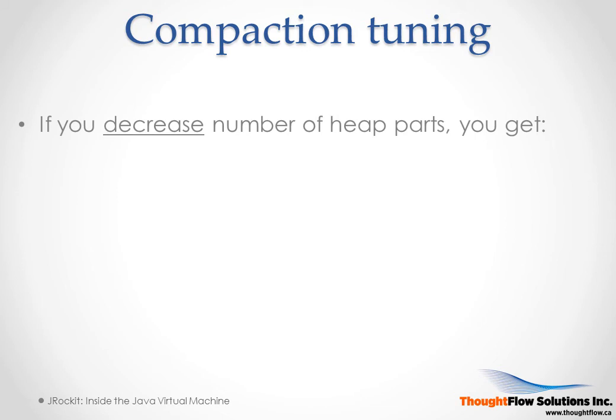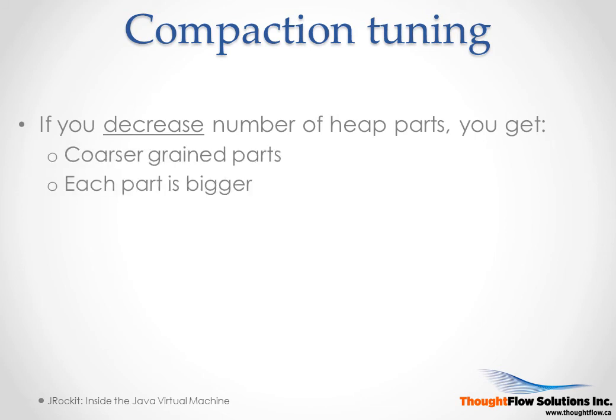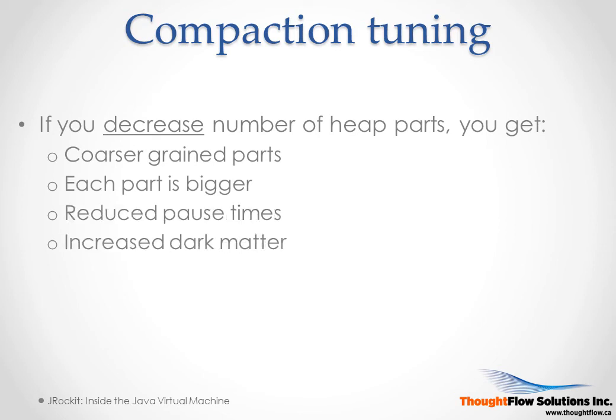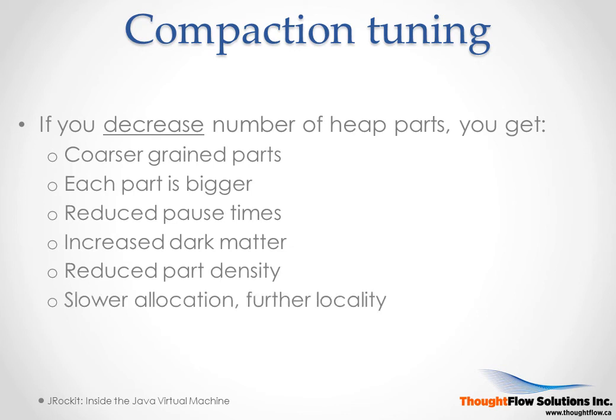Whenever you decrease the number of heap parts, you get coarser grained parts because each part is bigger. You get reduced pause times, increased dark matter, and reduced part density. So you get slower allocation because it's further locality. Needless to say, reduced pause times, that's a good thing, whereas these other three are a bad thing.